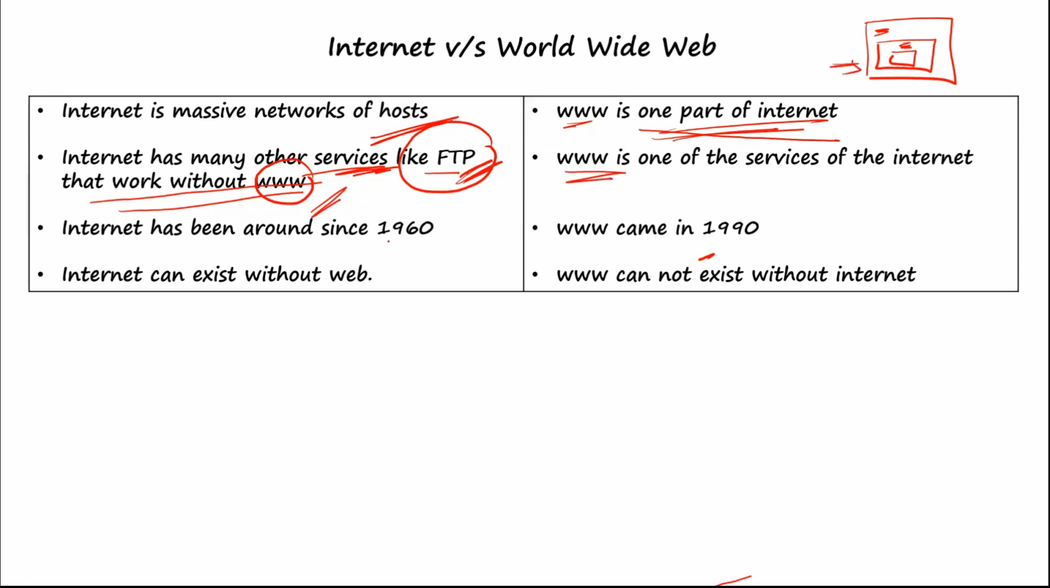The internet came around 1960, the World Wide Web in 1990. So the internet was way before the World Wide Web. The internet can exist without the web. The World Wide Web cannot exist without the internet.